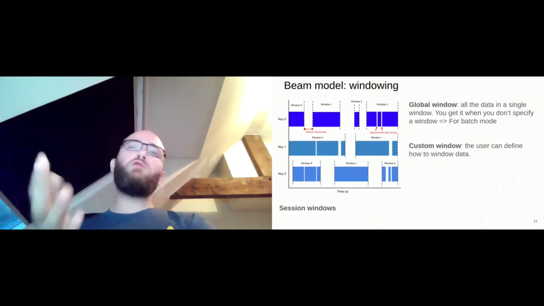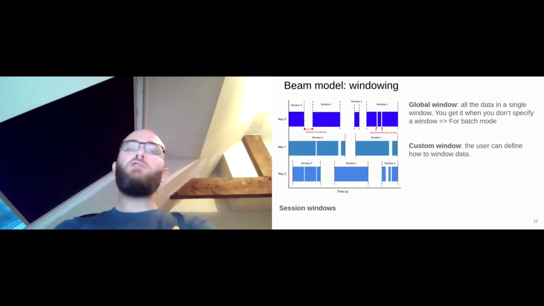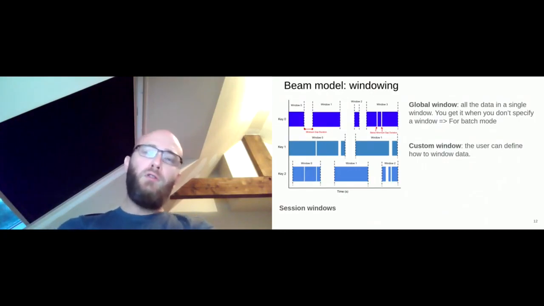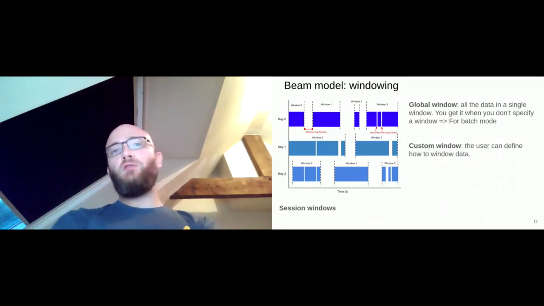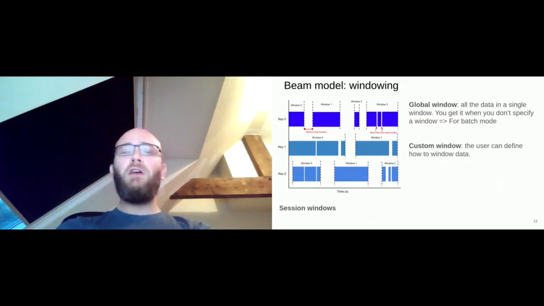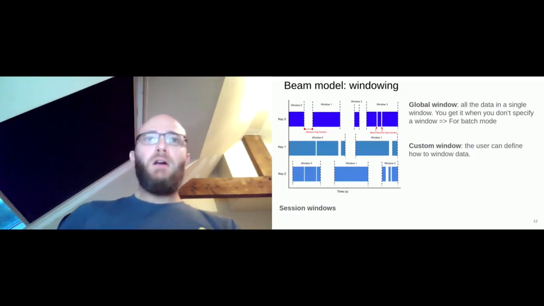We also provide two special kinds of windows. The global window, which is the default one, the one you get when you don't specify your window. That's the window that contains all the elements of the pipeline, in batch mode, of course. And we also have a special custom window that is basically the way for the user to specify, for a given element based on its timestamp, to what window it should belong. So that's a function to implement for the user.